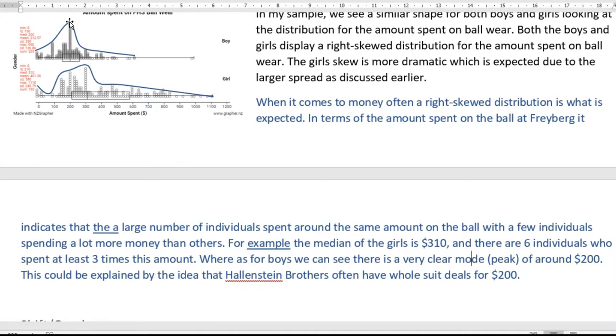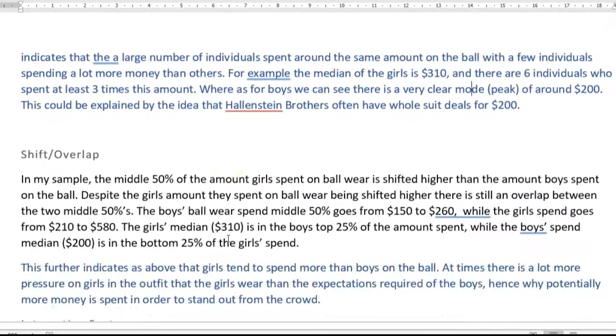And this kind of is expected, because if you think about where you are going to go buy a suit, well, typically a lot of boys would go to Hallenstein's, and they often have deals for around $200 for a whole suit. So that kind of explains that point here. And they probably already have some shoes from going to school. They might need to polish them up or something like that.